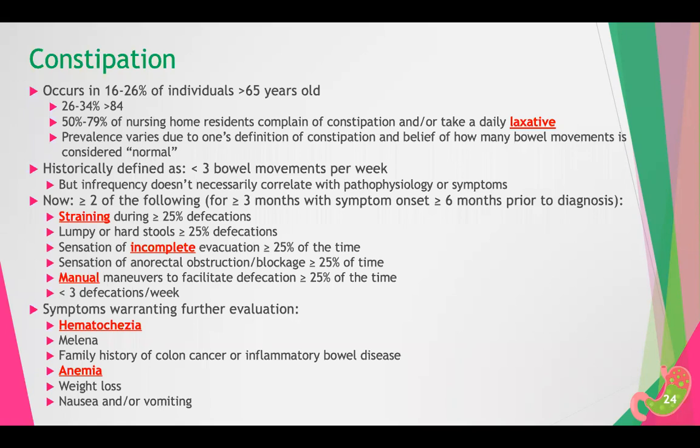is if they have 2 or more of the following symptoms for 3 months with a symptom onset greater than 6 months prior. So straining 25% of the time when they go to use the bathroom, lumpy or hard stools 25% or more of the time, a sensation of incomplete evacuation, so they go to use the bathroom and they still feel like they haven't finished and they can't, a sensation of anorectal obstruction or blockage 25% or more of the time, manual maneuvers to facilitate defecation 25% or more of the time, and less than 3 defecations per week.